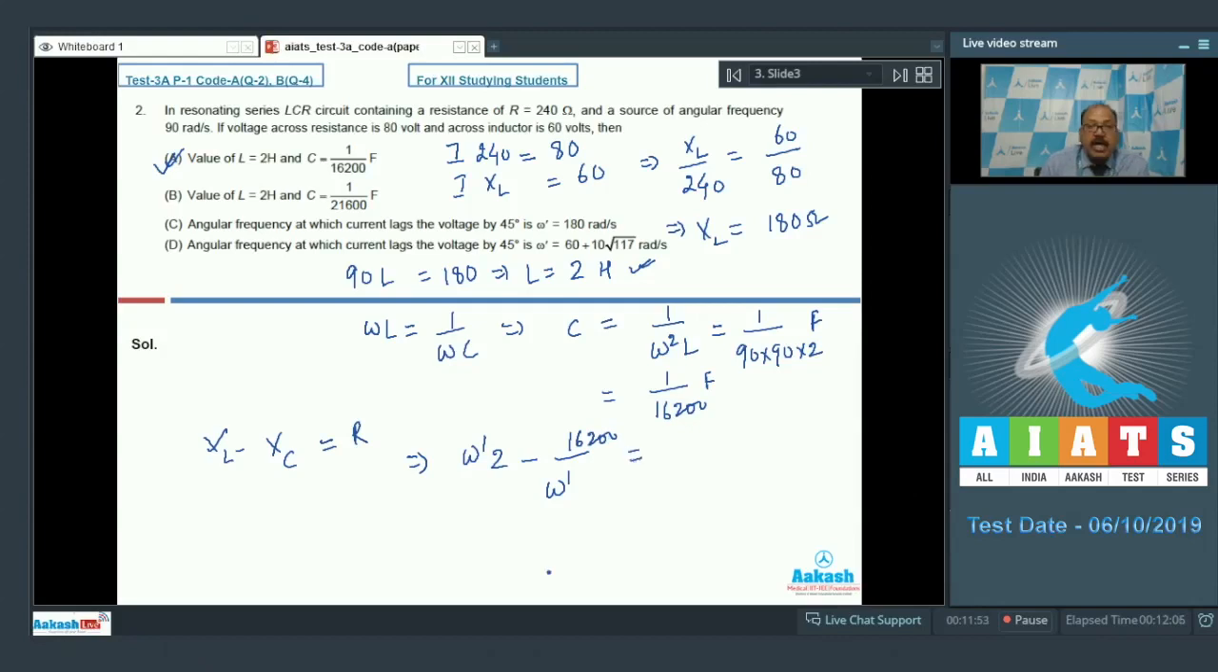is equal to R, which is 240 ohm, right? So if we further simplify and solve, we'll get a quadratic equation in omega dash. Solving that quadratic equation, you'll find omega dash is coming out to be 60 plus 10 root 117 radian per second, which means option D is correct and option C is wrong. We can now go to the next question.